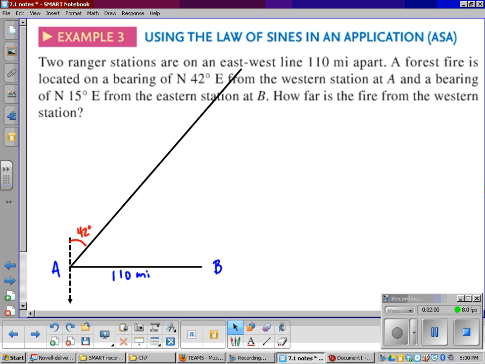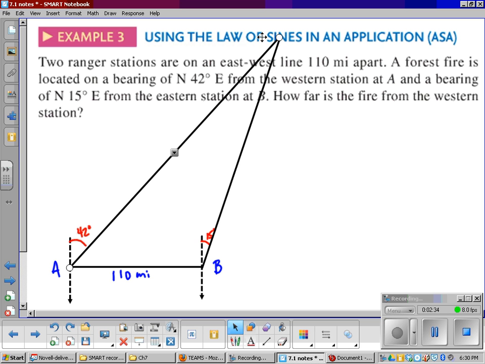Now I need to take another bearing at B, at the eastern station. So I need another bearing line. And this time I'm going to start from the north and I'm going to go 15 degrees towards the east. Then I draw my other travel line from Ranger Station B up here to the fire. So these don't have to match up exactly. You can adjust your picture just a little bit, but the fire is up here somewhere at C.